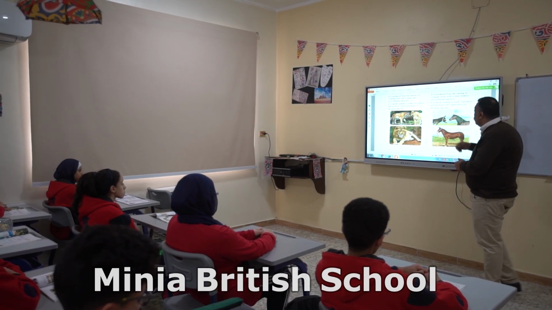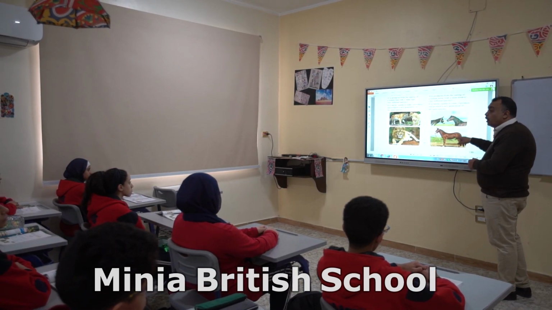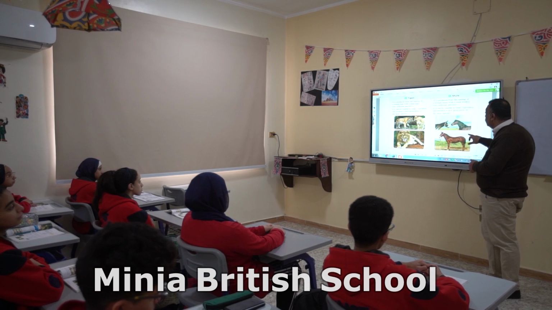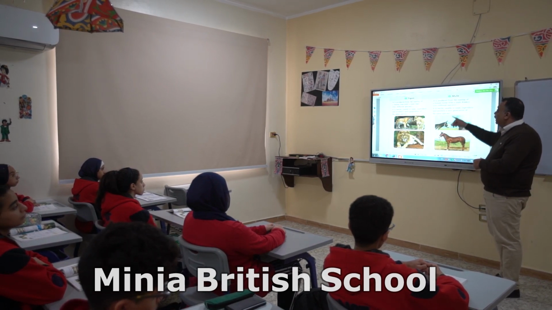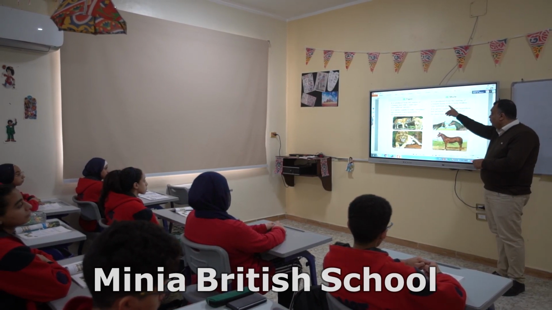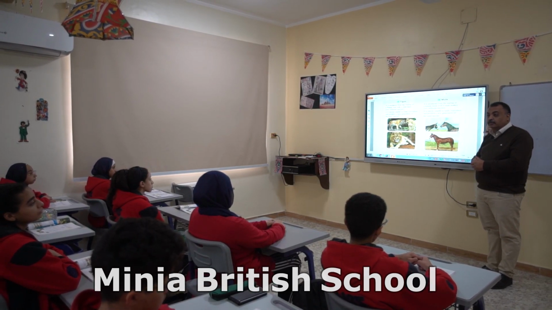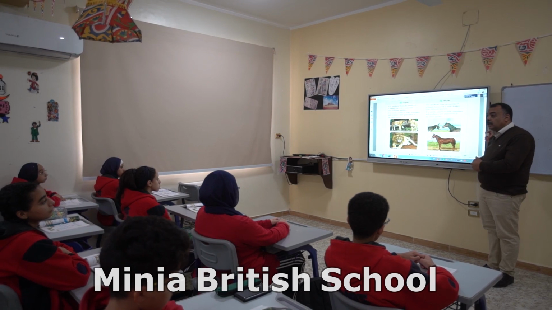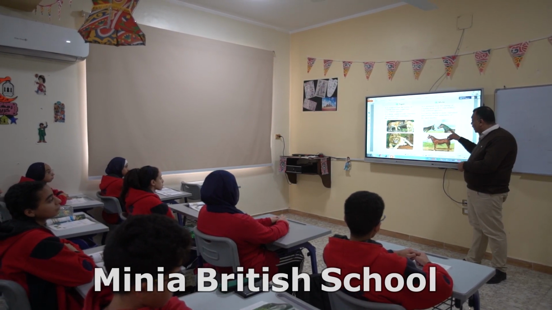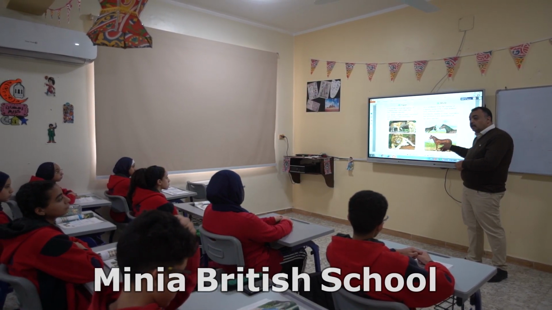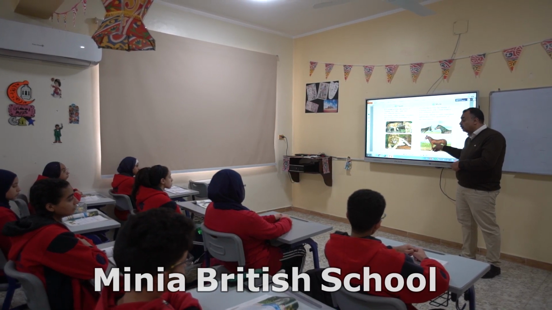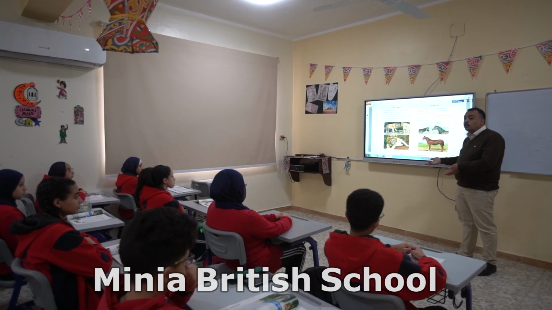Okay? Number two, mule. What is a mule? A mule is the product of mating a female horse with a male donkey. Yes, female horse with male donkey. This gives us a sterile living organism which is called a mule. It is not considered as a species.